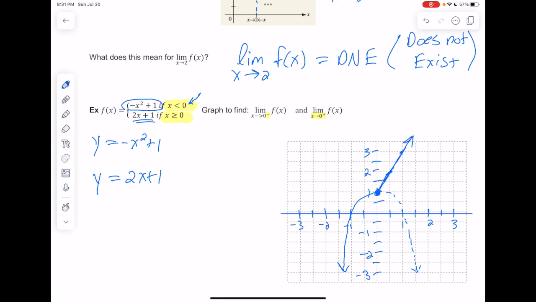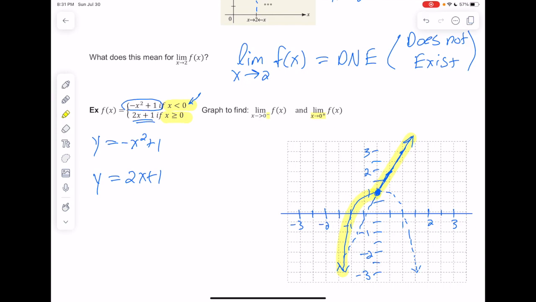And it would continue this way, except that we're only defining it to be the line when x is greater than or equal to 0. So our graph is just this part that I'm going to highlight for you in yellow. On the left side, it's this parabola. On the right-hand side, it's that line.